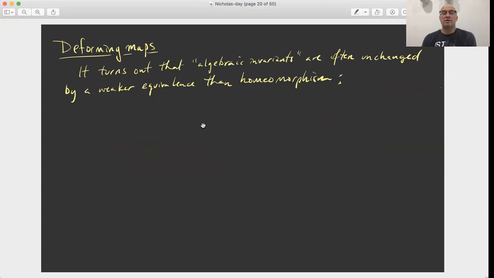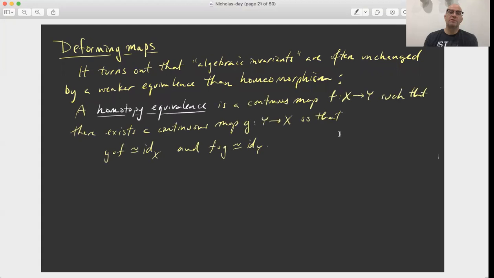Okay, so another notion that's important here that I want to define. These algebraic invariants, like I mentioned, we're going to assign a group to a space. And next semester, you're going to learn about homology and cohomology. These are also groups, or vector spaces, that you can associate to a space. And it turns out that most of the time, these kinds of invariants are unchanged, not just by homeomorphism, but by a weaker kind of map called a homotopy equivalence.